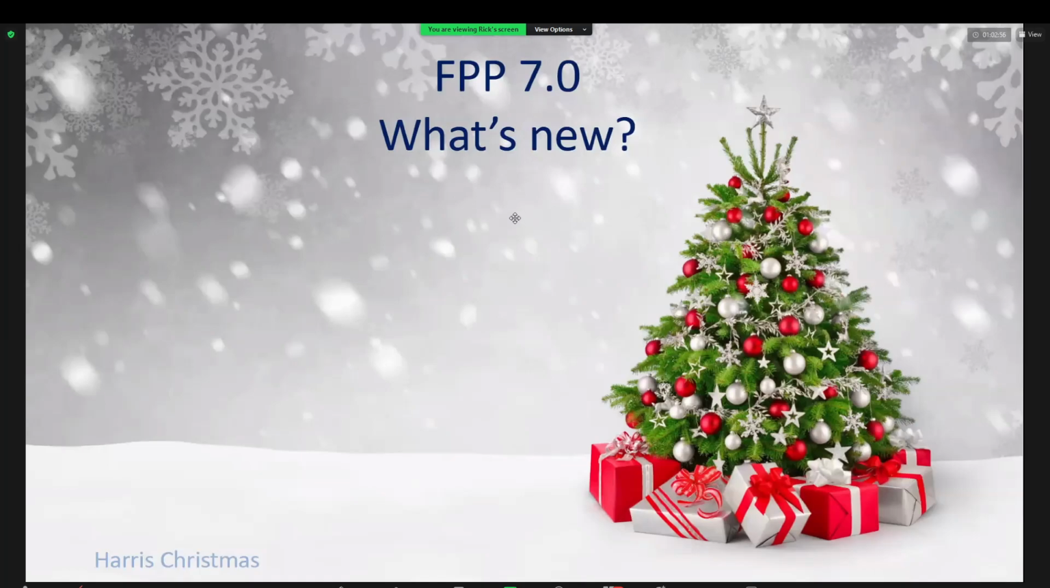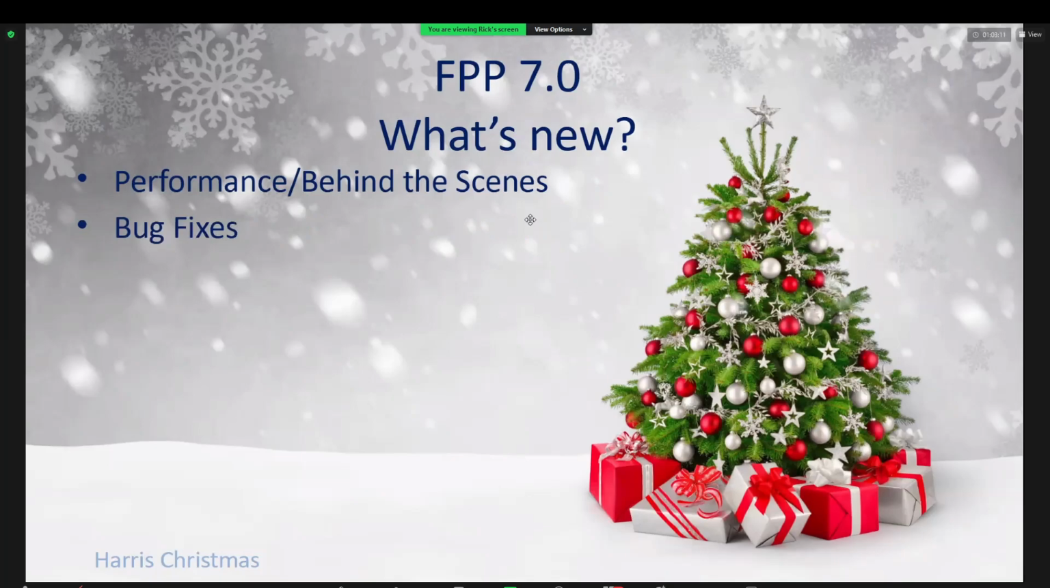So I'm going to go over what's new in FPP 7. The first thing I'm going to go over is some of the performance behind the scenes things that have taken place. You probably won't really notice this, but I thought it'd be good to mention it. Then I'll go over the bug fixes, things that have been problematic in the past that shouldn't be going forward. And then I'll go over the enhancements, which is what probably most of you want to know about. So let's get into it.